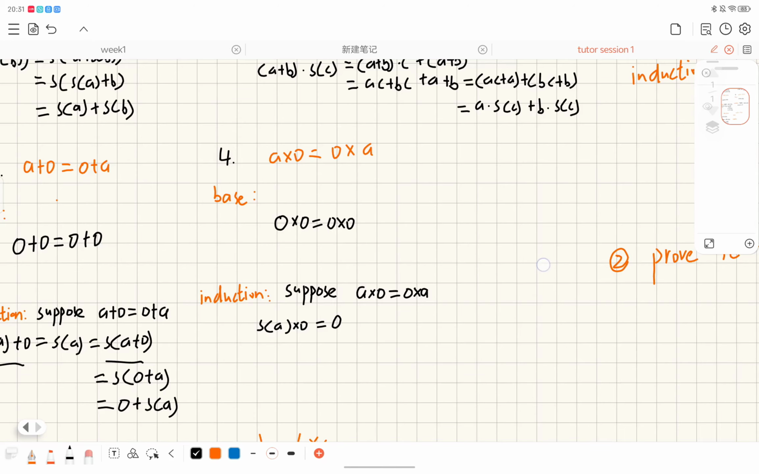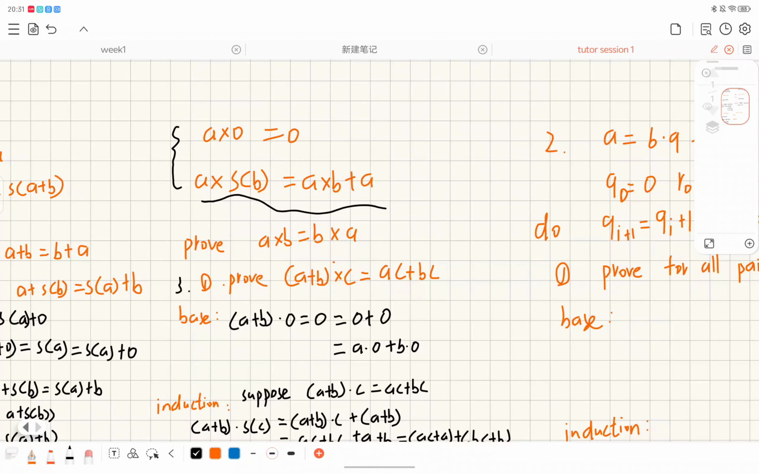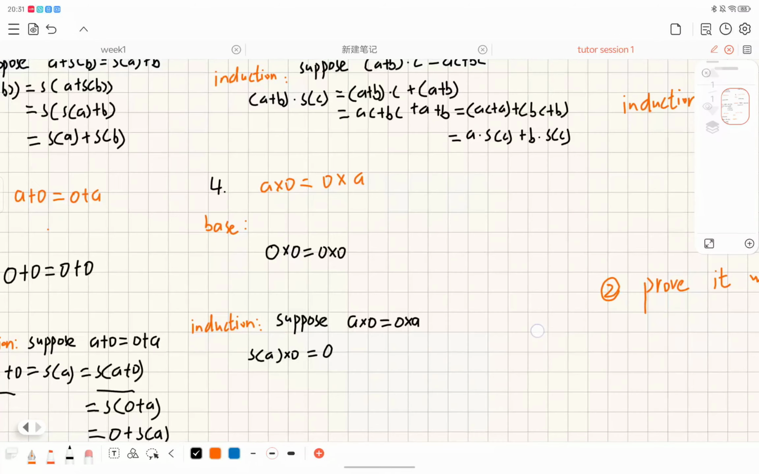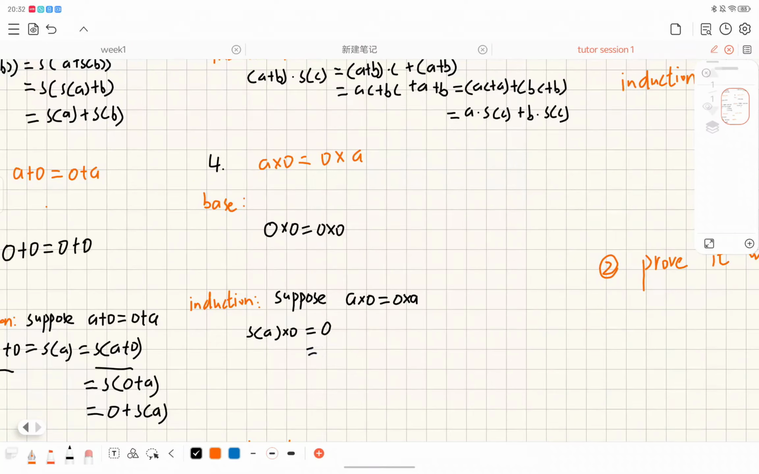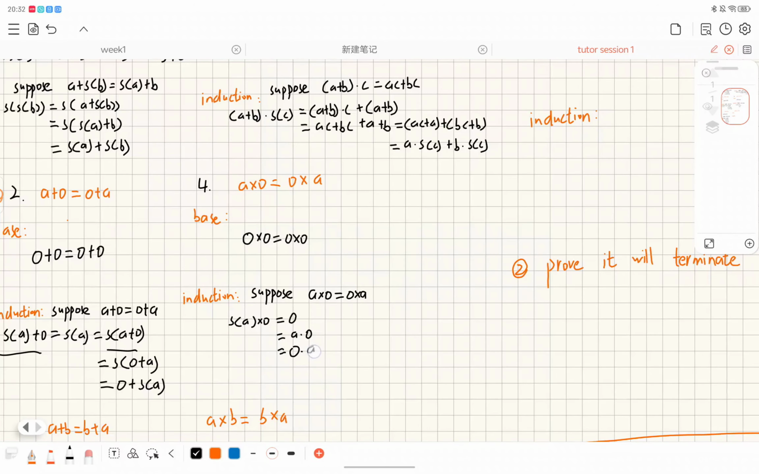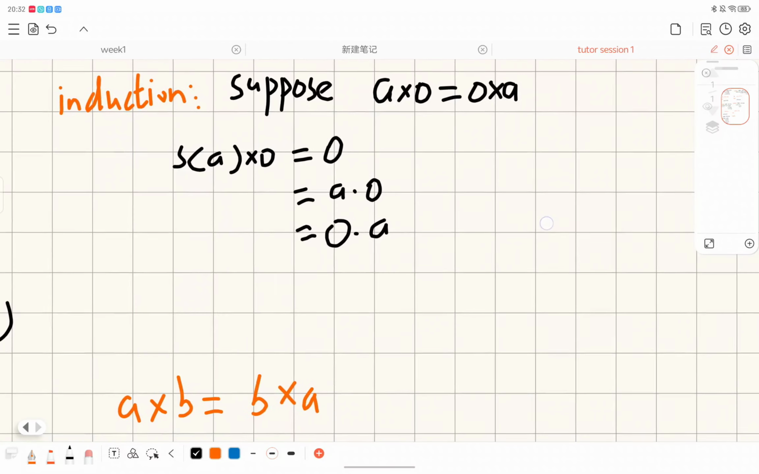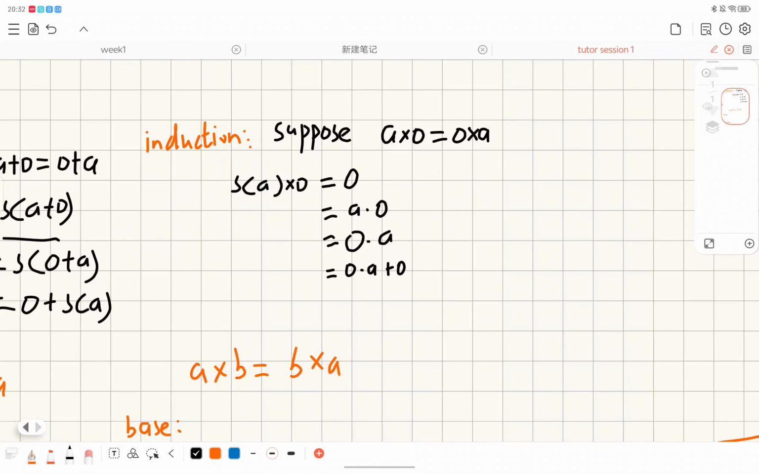Just use the definition of multiply directly. No matter what it is times 0, it gets 0. So what's 0 again? We can write 0 as A times 0, right? And what's A times 0? We know that according to the induction hypothesis, it's just 0 times A. They are the same thing. Okay, so 0 times A equals 0 times A plus 0, according to the definition of plus. And this one equals 0 times SA. So we are done for lemma 4.